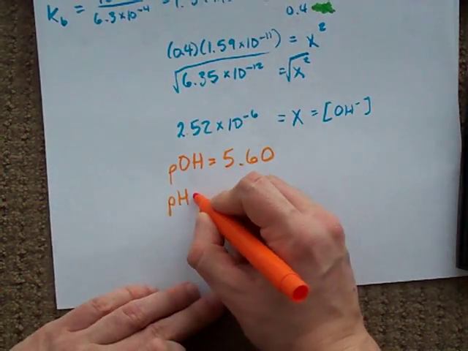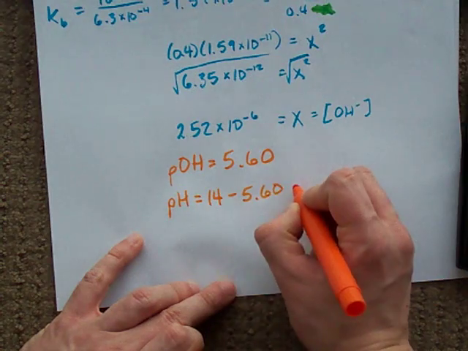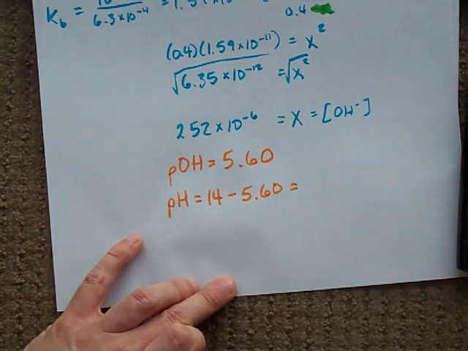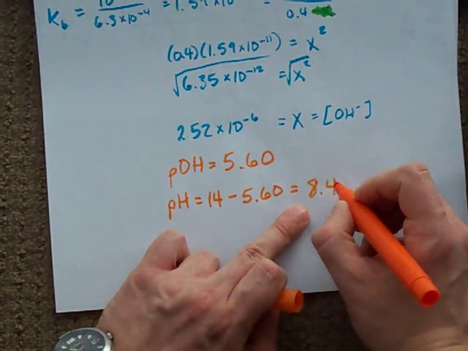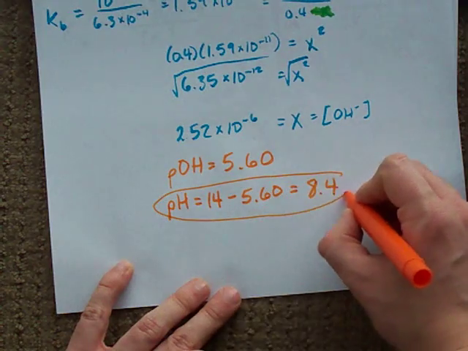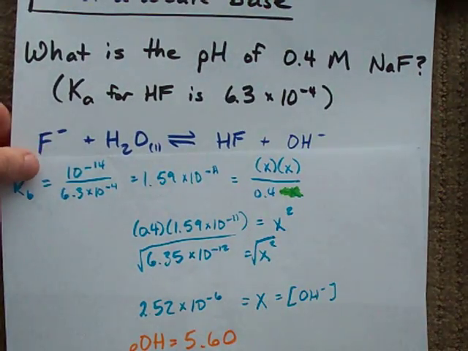Then, to bring her home, I can do 14 minus the pOH, and that will give me the pH of the solution. When I do that on my calculator, I end up with 8.4. That's a basic pH, which makes sense because we put a weak base into the solution.